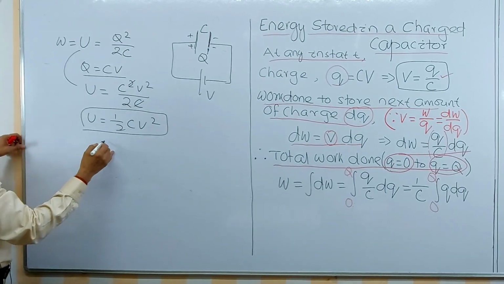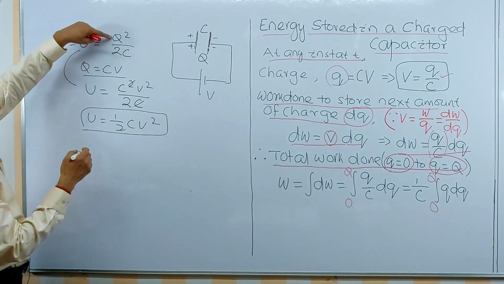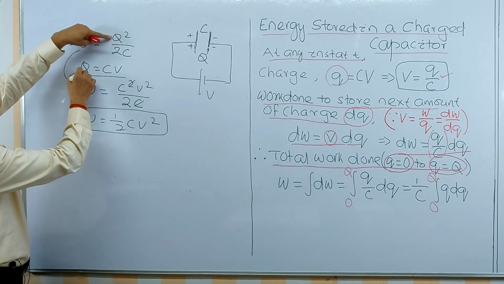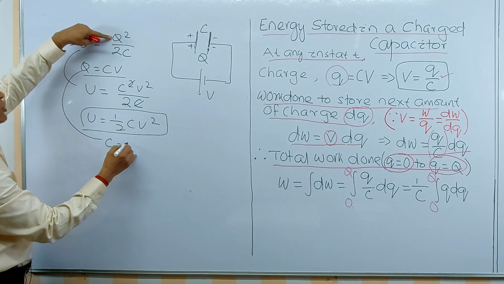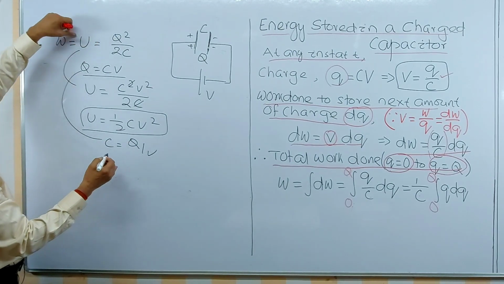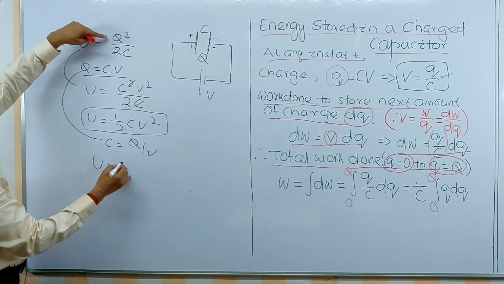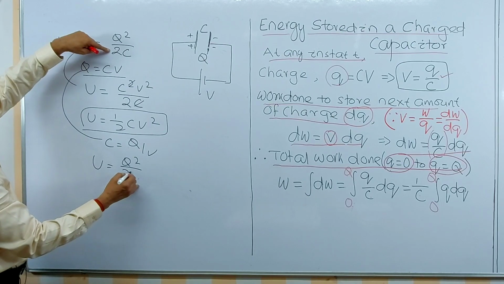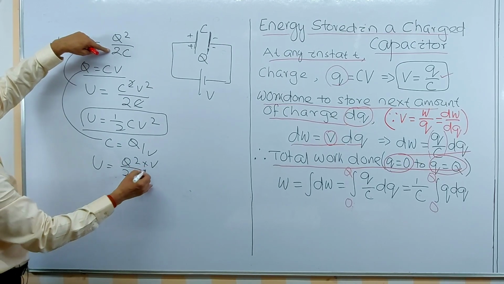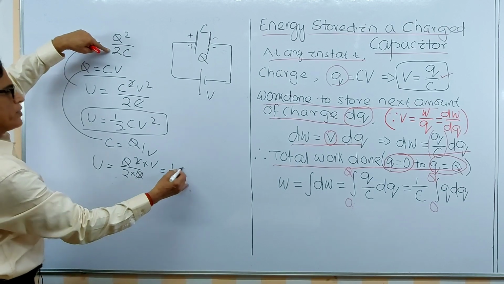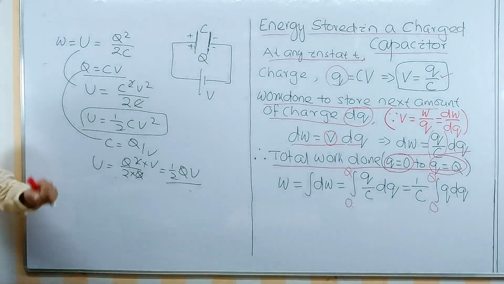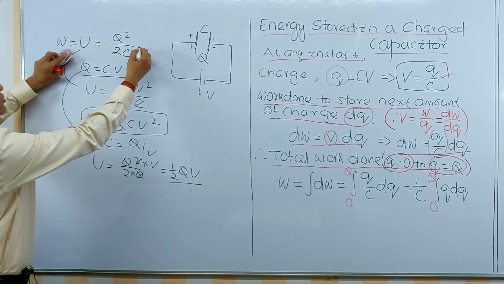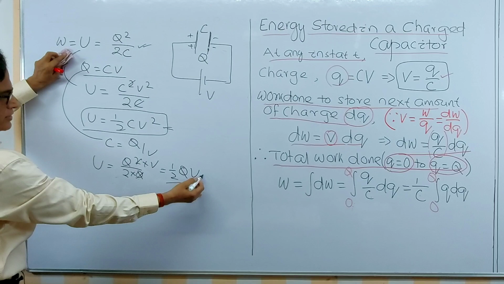Now again, I have replaced Q with CV, and further you can write C is equal to Q upon V. Now here you can write energy equal to Q square by 2 into C, where C is Q by V. Q cancels out, giving half QV. So this is one formula. This is one, this is second, this is third.